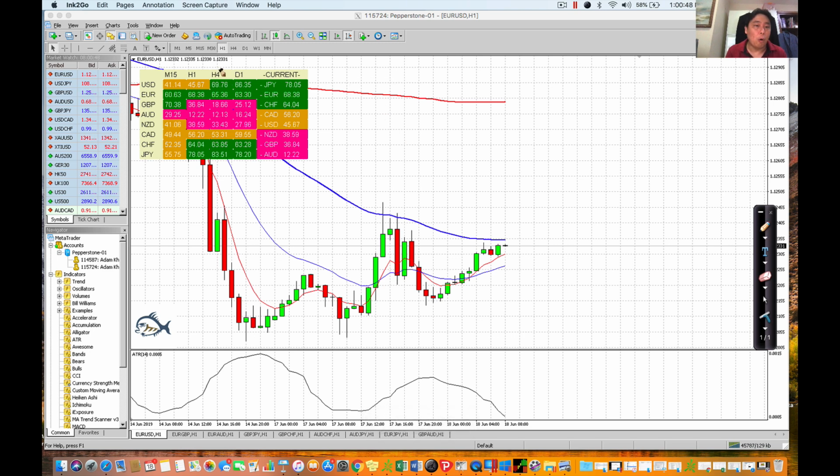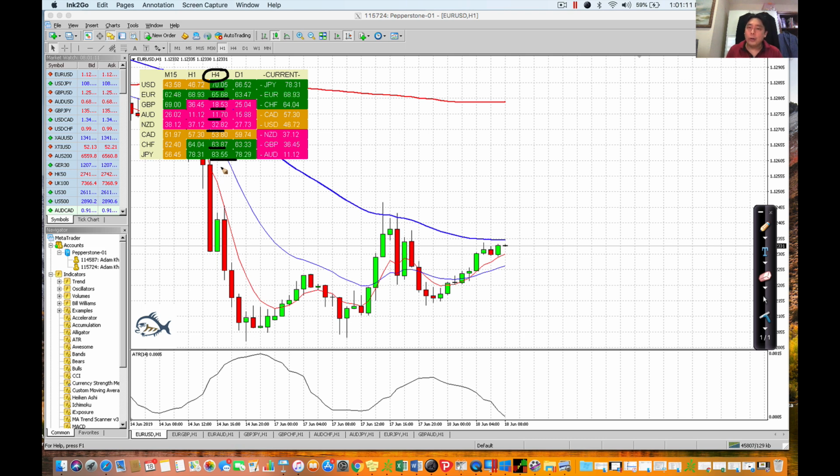Now, if we look at the 4 hour time frame, we can see what are the strong currencies. The dollar is green, all right? So it's strong. The euro is strong. The franc is strong, and the yen is strong on the H4 time frame. Now, what's weak? What's weak would be the pound, right? The Aussie and the New Zealand dollar.